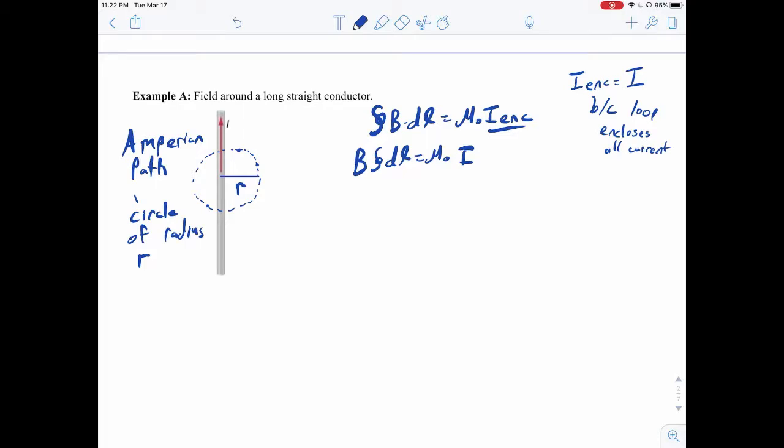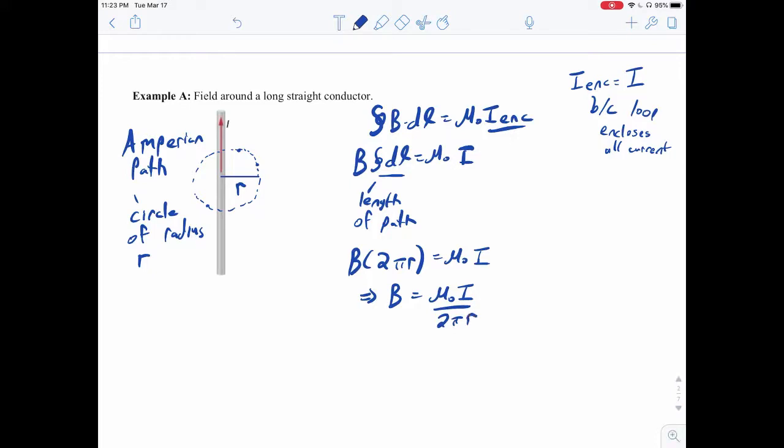And then the integral of dl, this is just the length of our path, which is just a circle. So we would have B times 2 pi r, the circumference of the circle, equals mu sub 0 I. And our answer is hopefully not too surprising. Our answer is mu sub 0 I over 2 pi r, which you should recognize. That is the field due to a current carrying wire. Except in this case, we derived it in 30 seconds, where with the Biot-Savart law, it took us quite a bit longer. So that's the field outside the conductor.